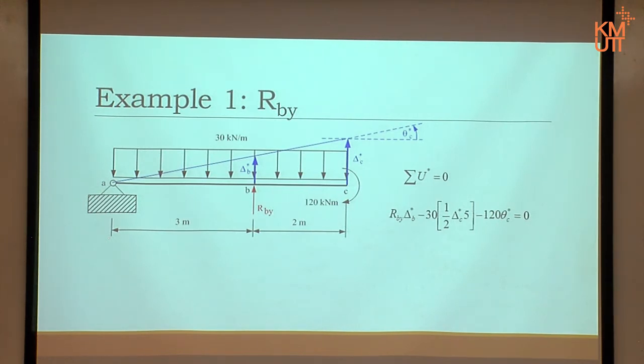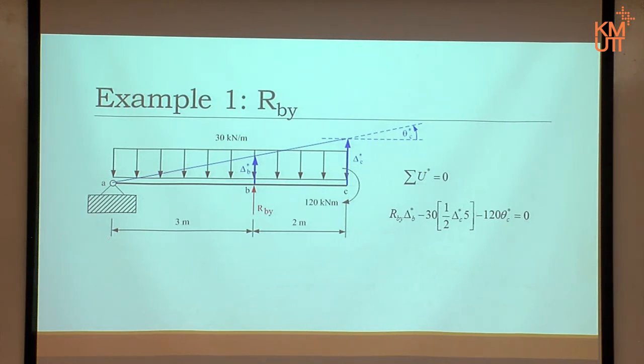Right? Now notice that for the work done, the distributed load is going down, displacement going up. Therefore, it's against one another. Therefore, that one is negative. Okay? Then point C is rotated by theta C star. The moment is 120, theta C star. Notice the moment is clockwise. The theta is anti-clockwise. Against one another, therefore negative again.